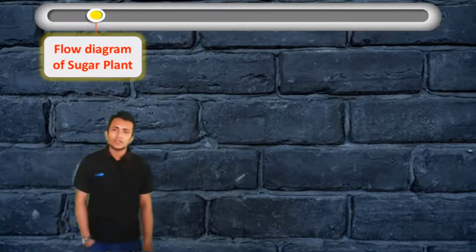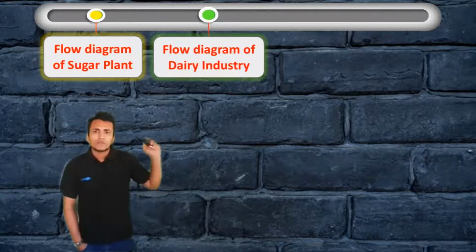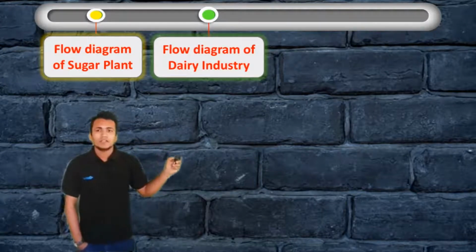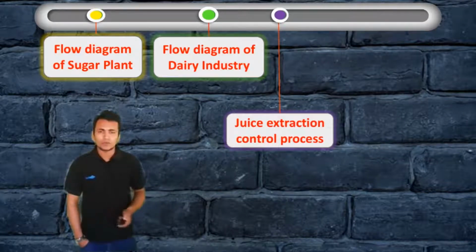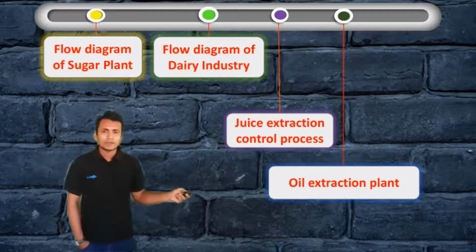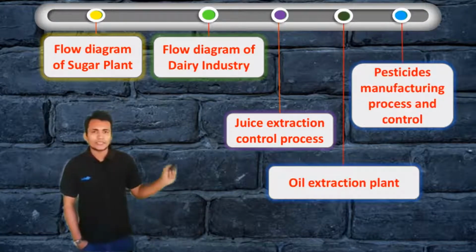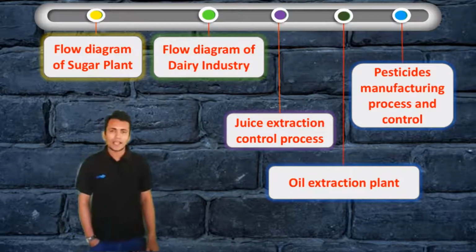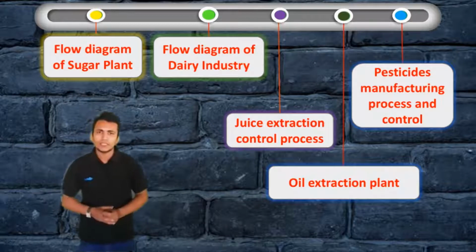First we have to study the flow diagram of sugar plant. Then we have to study the flow diagram of dairy plant. Then we have to study the juice extraction control process. Then oil extraction plant. And in the last, the pesticides manufacturing process and control. So that is the content that we have to study in this unit number 3.